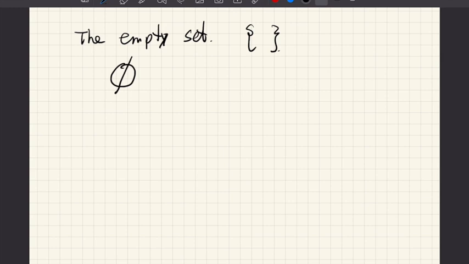Now, there is a special set called the empty set. As this name suggests, it's a set that contains nothing. And we denote the empty set by this. So this is 0 and slash, empty set. Of course, since it contains nothing, it doesn't have any elements, so the cardinality of the empty set is 0.